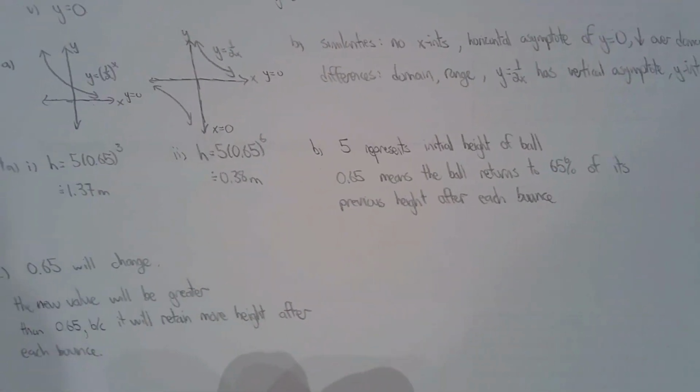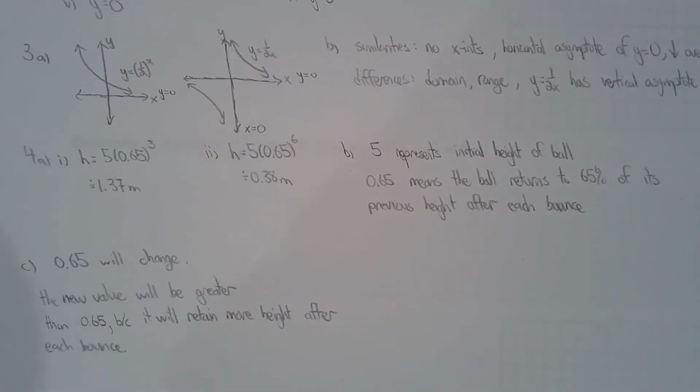For 4, we have a ball bouncing, and it's modeled basically using an exponential decay function. You can solve for the height of the ball after any number of bounces. Just let x equal that value. And 5 represents the initial height of the ball, whereas 0.65, that's actually very interesting. We're going to talk about that. But basically it means you retain 65% of the height after each bounce. So you're losing 35% of the height.